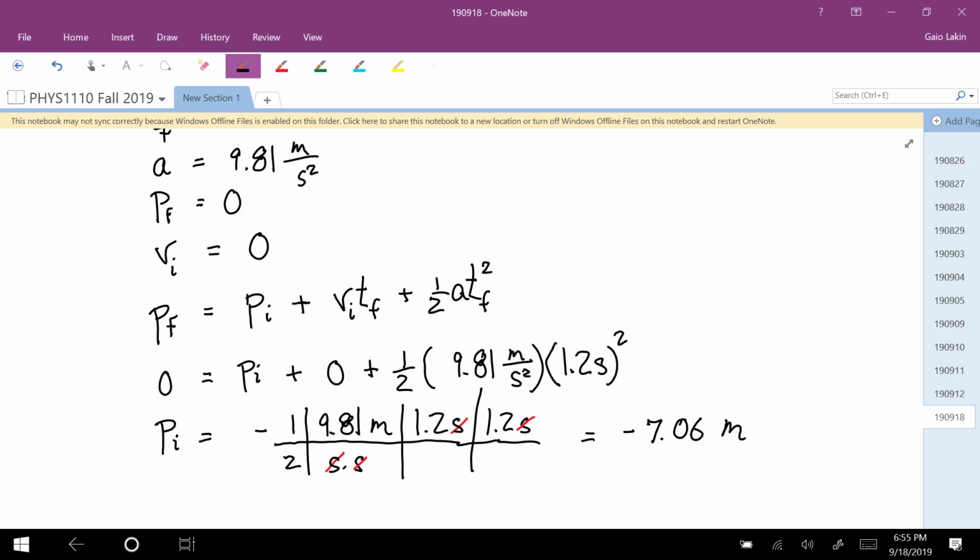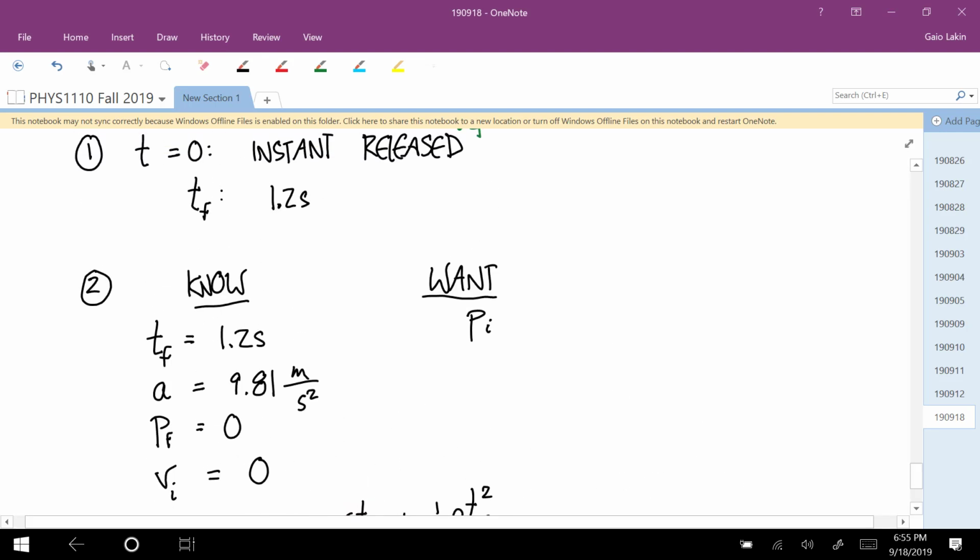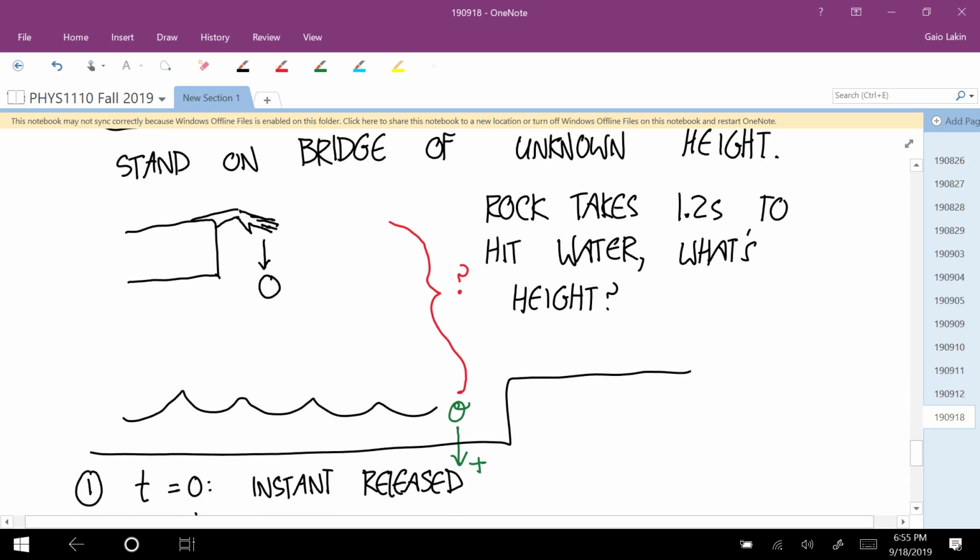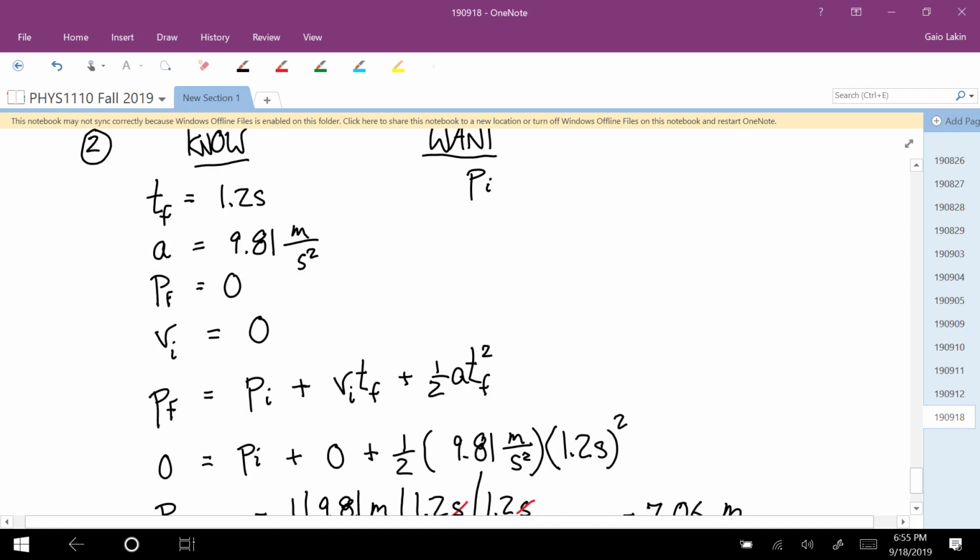Okay, so does it make sense that we got this negative answer for position? Yes, because our 0 position is at the water, and the positive direction is down. So negative positions are telling you how far above the water you are. And so the answer is the bridge is 7.06 meters high.